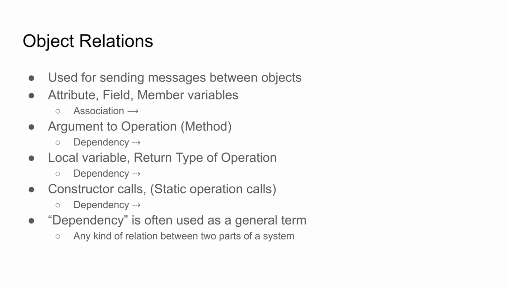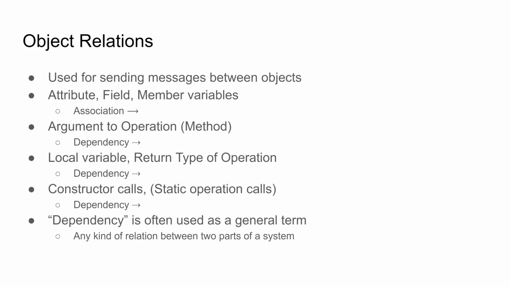Instead of sending an argument, we can of course also create a local variable inside a method, and then it also becomes a dependency relation. And we can call constructors, static operations, etc. This also creates a dependency.